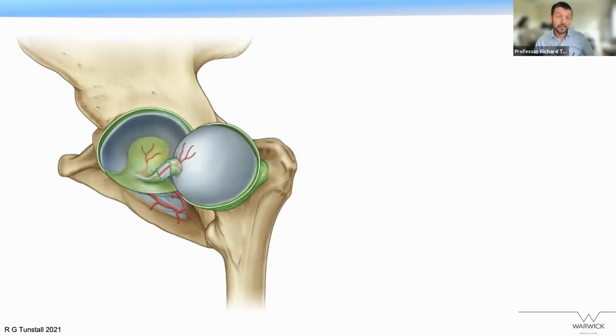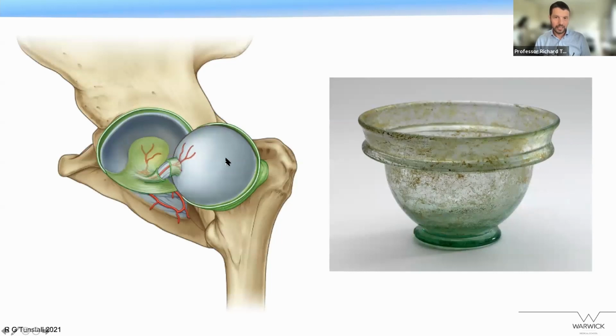Here's another example. This is the hip joint. It's a ball and socket joint. The socket being this deep area here into which the ball fits. The early anatomists compared this socket to this bowl, and this is an ancient Roman glass bowl. This bowl was used to keep vinegar in, and it's known as an acetabulum. The word acetabulum means vinegar bowl. So the early anatomists saw the socket shape of this vinegar bowl, and that's how they named the socket part of the hip joint. This is the acetabulum of the hip joint.